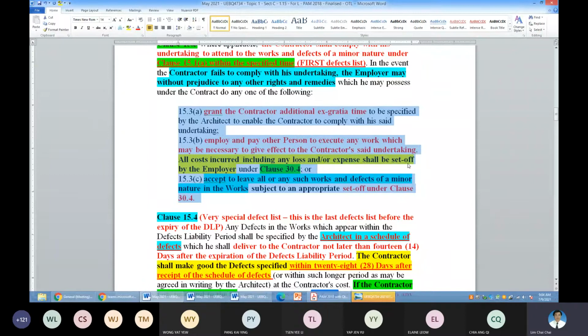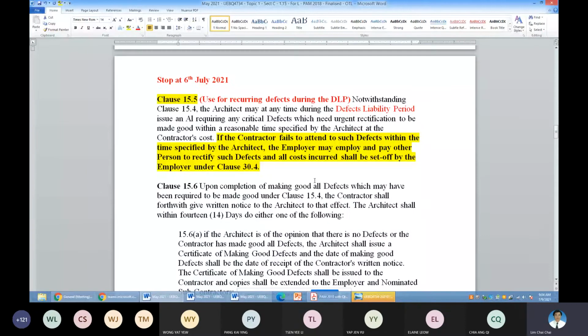So this clause 15.3 is a very useful tool for the employer in the event that the contractor failed to rectify the defects identified by the consultants, in this case the architect. The architect will send a covering letter to the contractor: please rectify all these defects within a certain time frame.